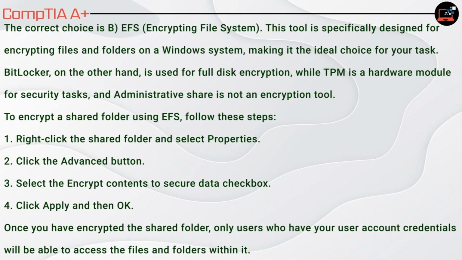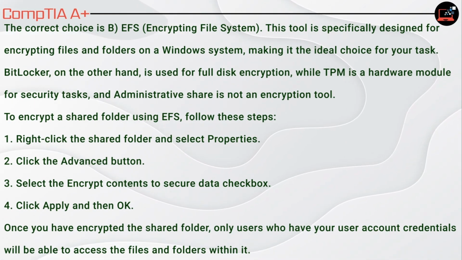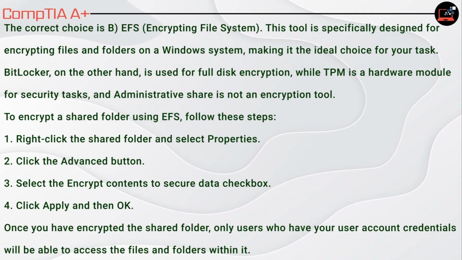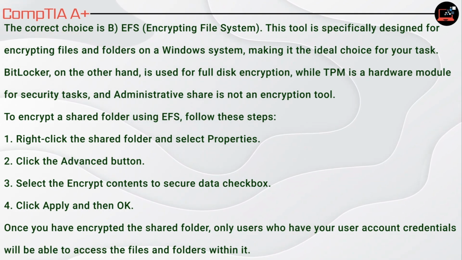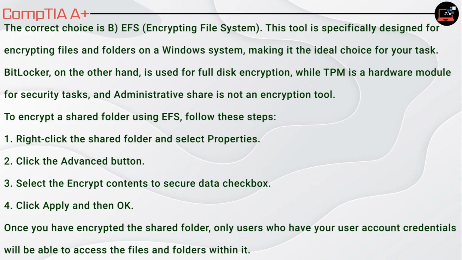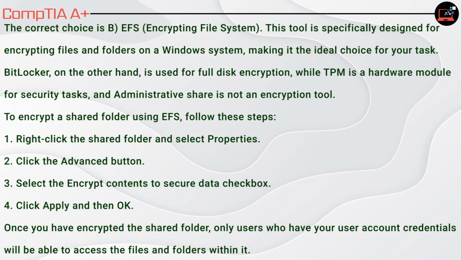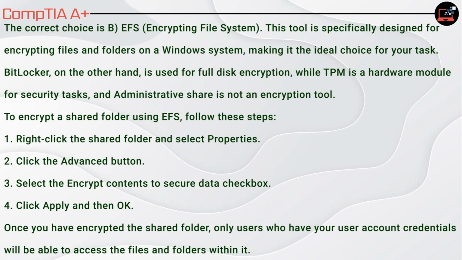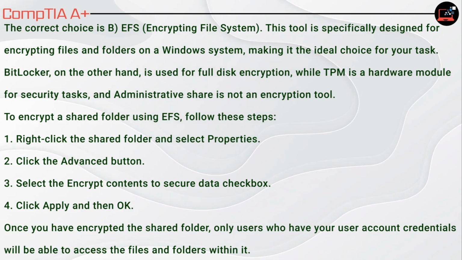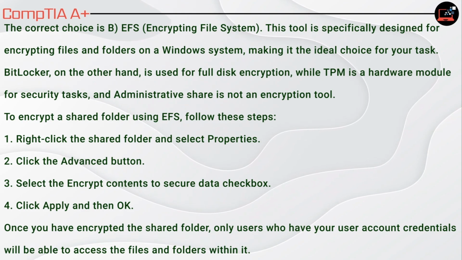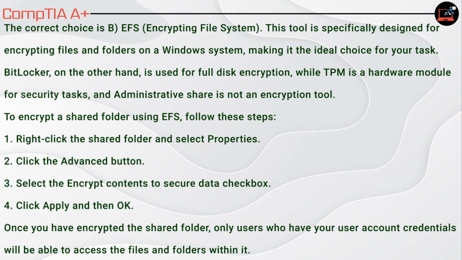The correct choice is B. EFS, Encrypting File System. This tool is specifically designed for encrypting files and folders on a Windows system, making it the ideal choice for your task. BitLocker, on the other hand, is used for full disk encryption, while TPM is a hardware module for security tasks, and Administrative Share is not an encryption tool.